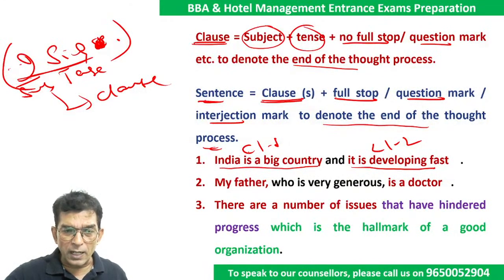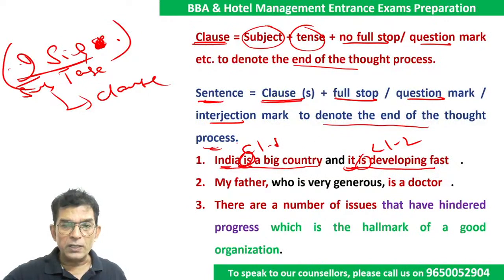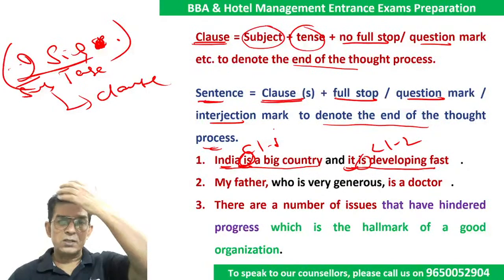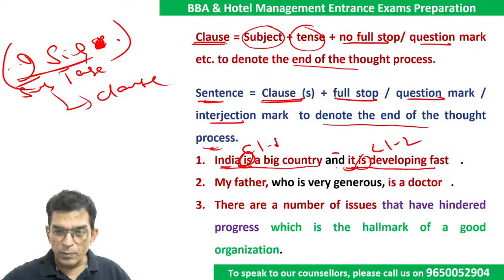I am not doing anything. I am going for the tense. If there is tense, there must be a subject. Therefore, there are two subjects and two tenses, which means there must be two clauses, joined by a conjunction.